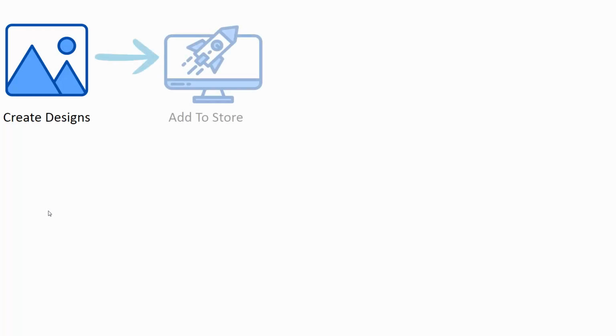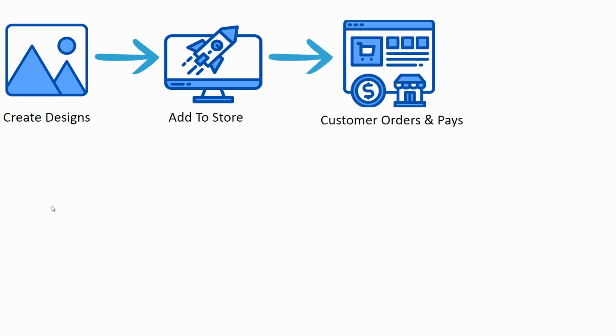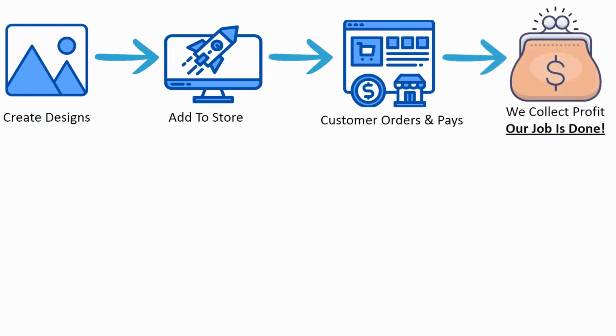Step one, you're going to create designs, or in this case, you're going to allow your customers to personalize and customize the designs. In some cases, they might just want to upload a photo that can be used on their personalized license plate. You're then going to go ahead and add those products into your store, just like any other product. It could be in your Shopify store, and once products are in your Shopify store, of course, that means customers can order and pay for those products. And this is where our job ends. Customer makes an order, we collect our profit, and there's nothing left for us to do.